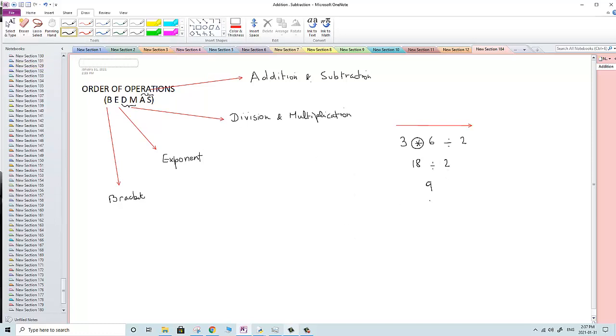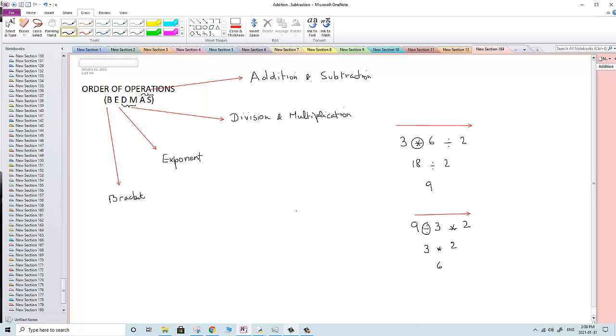However, if I have the same two operations in a different order, say 9 divided by 3 times 2, again I have division and multiplication at the same level. As we said, if they have the same level, we start from left to right. So in this case, we start with the division first. 9 divided by 3 equals 3, 3 times 2 equals 6.